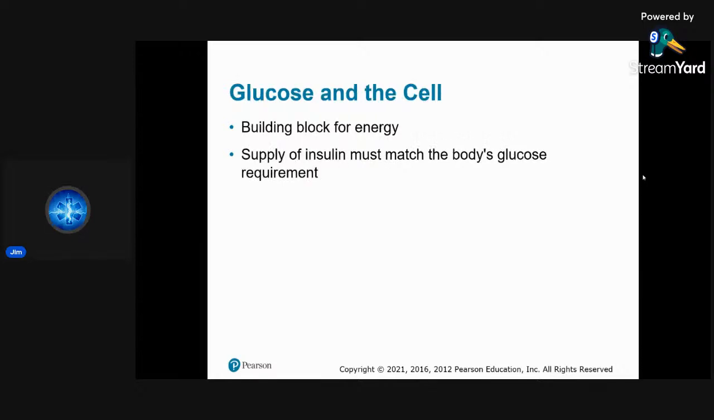Glucose in the cell, it's the building block for energy. We've talked about this several times. You take glucose and oxygen and it turns into ATP through the mitochondria, and that's the energy for the cell. The insulin, the supply of insulin must match the body's glucose, right? We've talked about this a little bit before too, that the insulin is actually the key that helps the glucose be able to penetrate the cell membrane. So it's like the key to the gatekeeper, and it lets the glucose in.